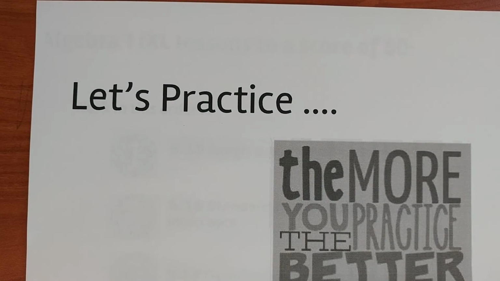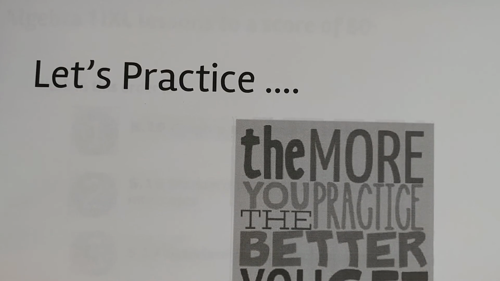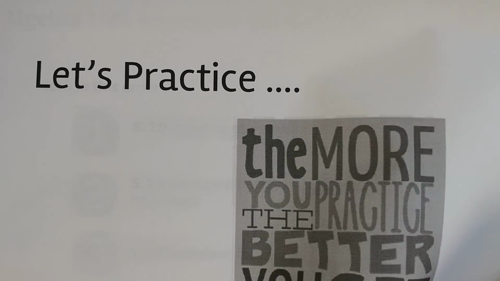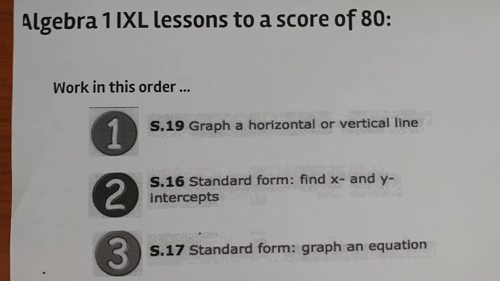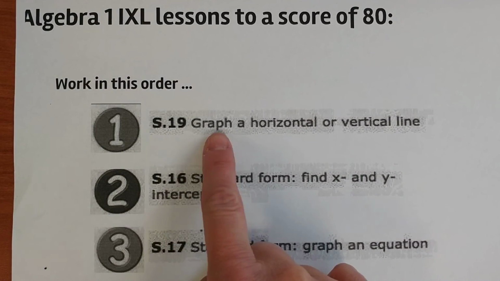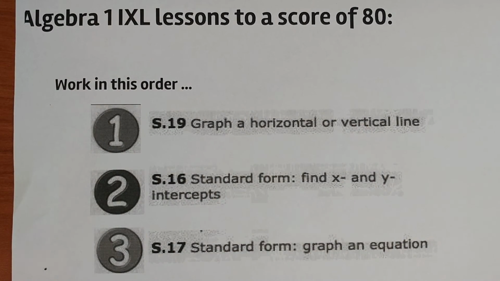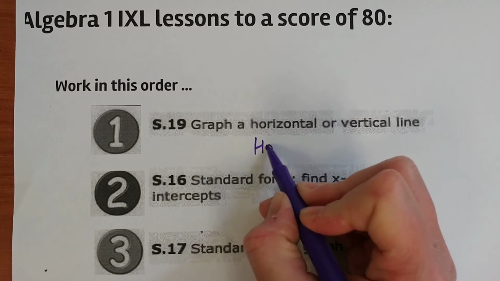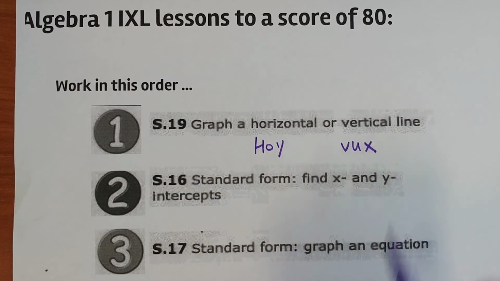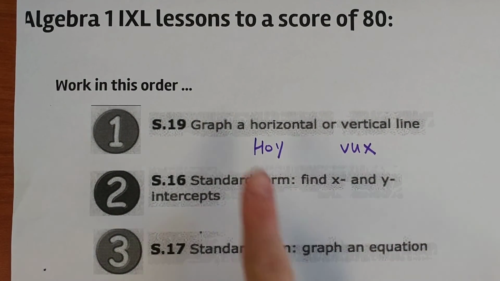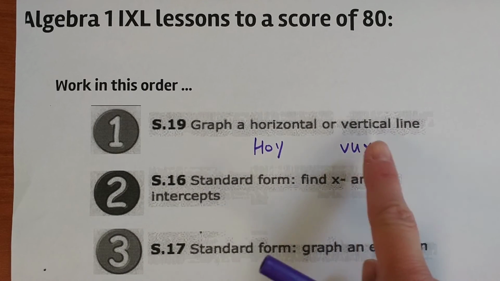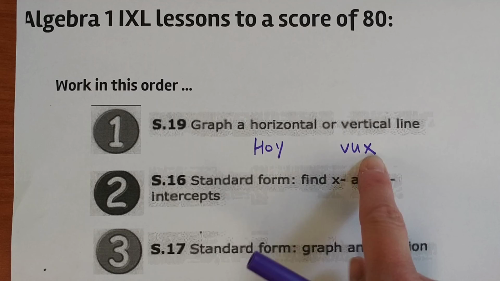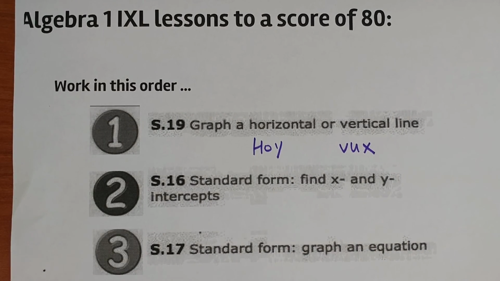Okay, so that's all we're going to be doing here, and I'm going to show you what your practice is now. I'm going to actually have you on IXL today. You're going to be doing these 3 IXL lessons. S19 is graphing horizontal and vertical lines. And when you're doing that, you can be thinking of HOY, VUX to help you out. Okay, if you see a horizontal line, it's going to have a y equals equation. If you see a vertical line, it would have an x equals equation. So that will maybe help you out a little bit.